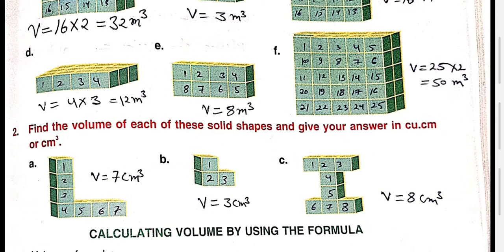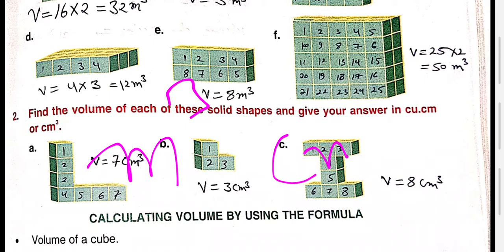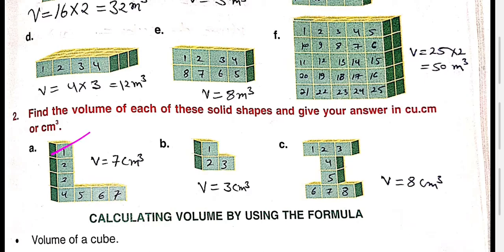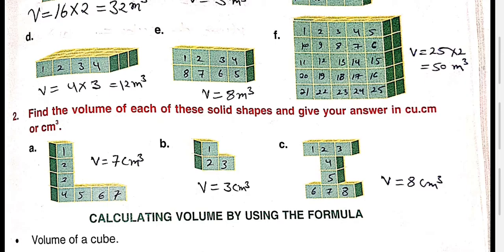Now come to second, find the volume of each of the solid shapes given. In the first one you have to write your answer in meter cube. In the second one you have to write your answer in centimeter cube. Nothing else, and all things are same. So just count how many are there. 1, 2, 3, 4, 5, 6, 7. So answer is 7 centimeter cube. And how many are there here? 1, 2, 3, 4, 5, 6, 7, 8. So answer is 8 centimeter cube. The difference is that in the first one you have to write in meter, in the second you have to write in centimeter. All things are same.